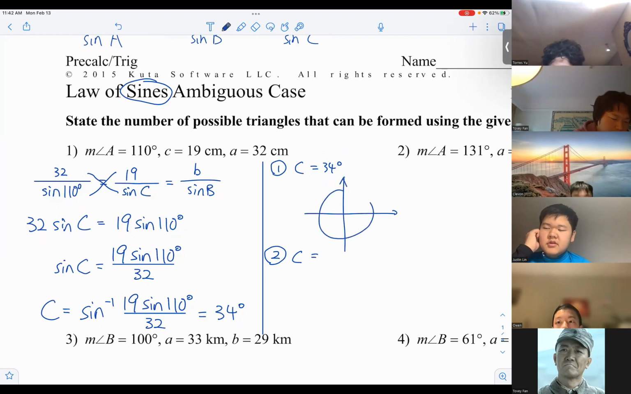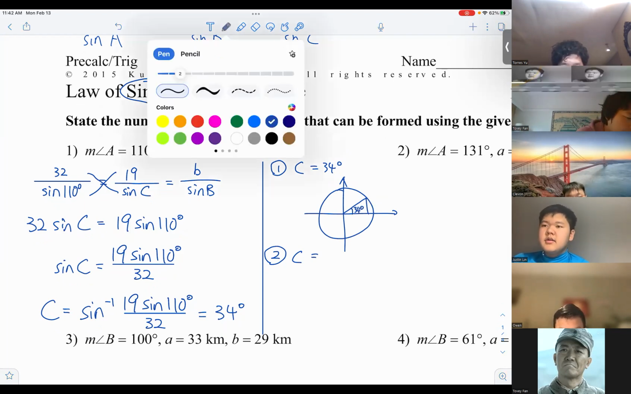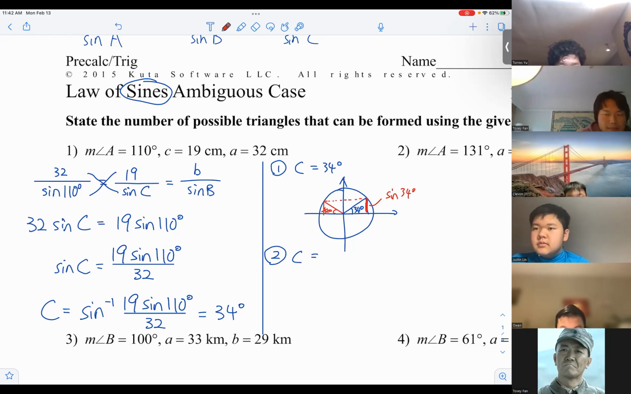Because 34 degrees, let's draw it here. This is 34 degrees, and it gives you a sine. Remember, the sine is y. So the length here, this is sine 34 degrees, right? To yield the same value, you can have another angle here. Say this is also 34 degrees, and this sine gives you just exactly the same value. Make sense?